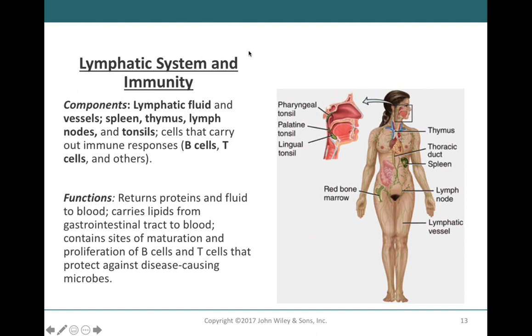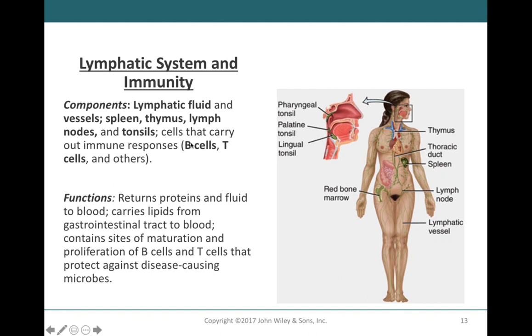Next up is the lymphatic system and the immune system. These are going to be two systems that work in conjunction together. So, lymphatic fluid and vessels. There's another network of vessels found within the body known as lymphatic vessels. The spleen, the thymus, the lymph nodes, and the tonsils are all going to be parts of the lymphatic system.